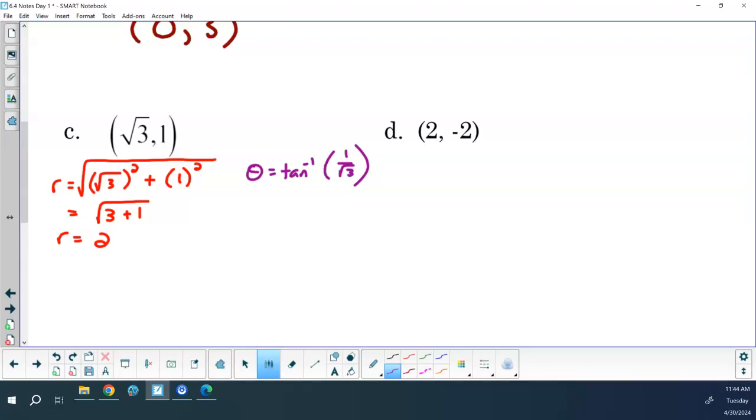Okay. We got an angle yet for this one? 30. Which quadrant are we in? First quadrant, which means we're in the first quadrant in the polar. So this one then would be 2, comma 30 degrees, the polar point. Or 2, comma negative 330 degrees. Or negative 2, comma 150 degrees. Or negative 2, comma 210 degrees.